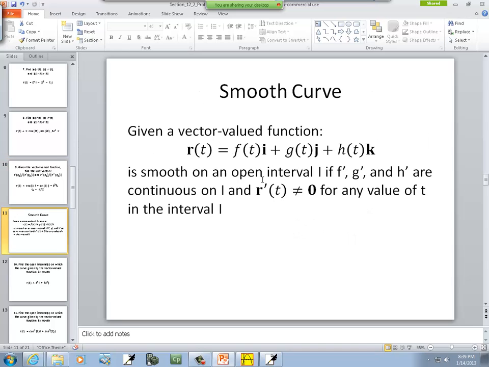Now, the next item that we're going to talk about is a smooth curve. Given a vector-valued function, r of t is equal to f of t i plus g of t j plus h of t k, where i, j, and k are vectors that correspond to our unit vectors. And r of t is a vector. f of t, g of t, h of t are component functions. It's smooth on the open interval I if f prime, g prime, and h prime are continuous on I, and the derivative of r is not equal to the 0 vector. Now this is not just 0, this is a 0 vector for any value of t in the interval I.